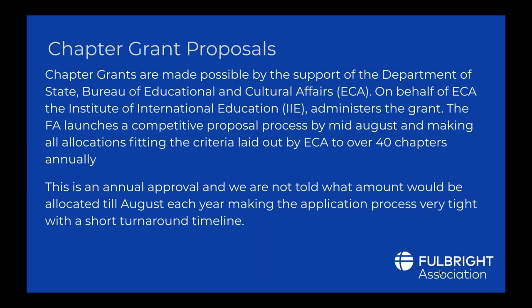We have a lot of reporting requirements to IIE for the grant, which is why at the end of the year, we're always saying, please submit your event summaries. Tell us, did you spend all the money? And again, all chapters don't apply for the grant. Out of the 54 chapters, 40 chapters applied for the grant this year, this past 2019 cycle. All chapters have the same qualification: they have to submit an annual report.